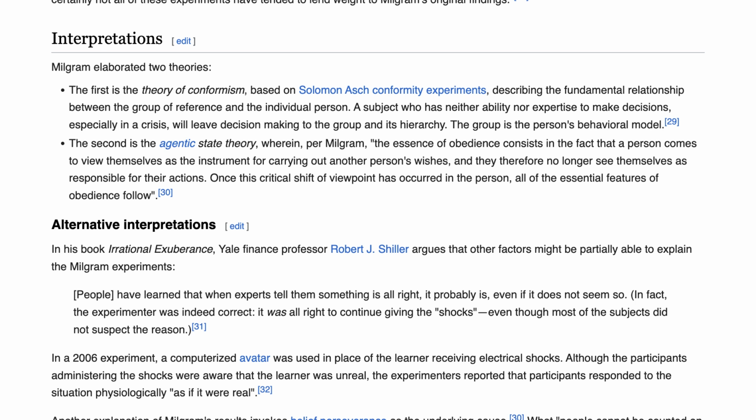The second is the agentic state theory, wherein, per Milgram, the essence of obedience consists in the fact that a person comes to view themselves as the instrument for carrying out another person's wishes, and they therefore no longer see themselves as responsible for their actions. Once this critical shift of viewpoint has occurred in the person, all of the essential features of obedience follow.